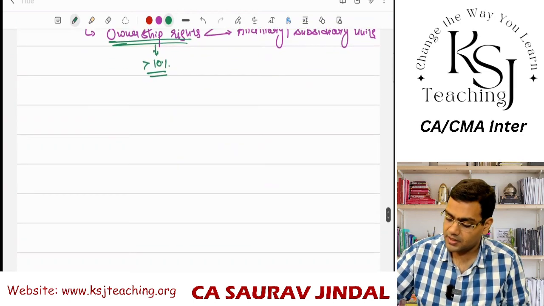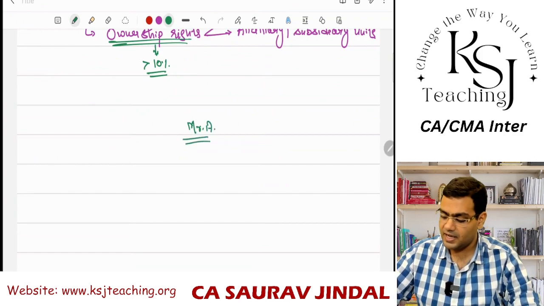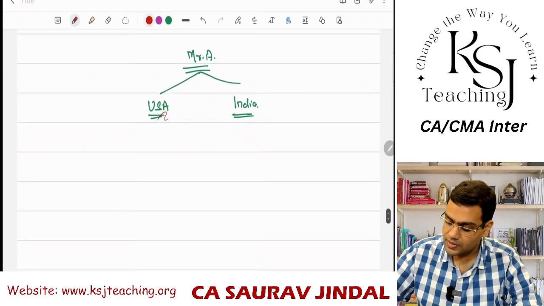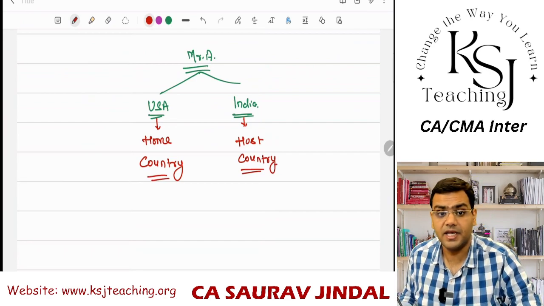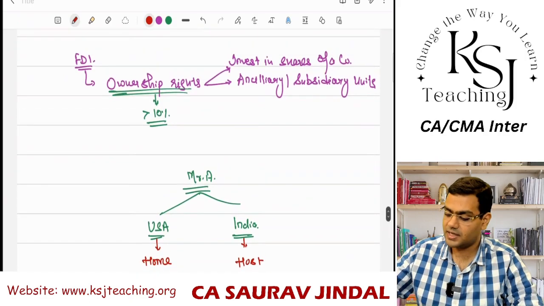Now, one important thing that you need to understand: Mr. A is going to invest in India. Mr. A has two countries now. One is USA and another country is India, in which he is investing, right? So what is USA called, sir? This USA is known as the home country, and India is known as the host country for Mr. A, right? So these are the small things that you need to remember.